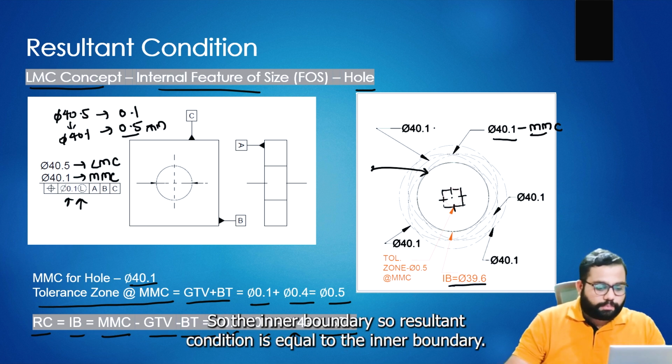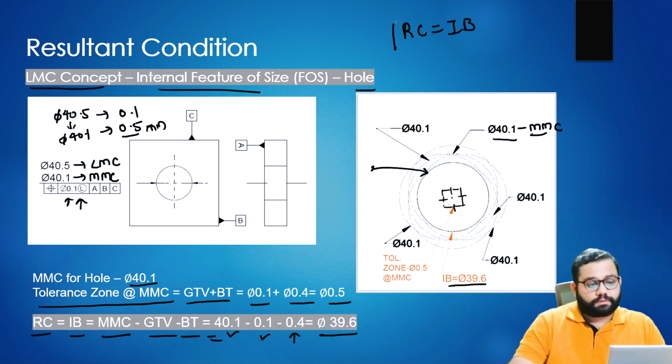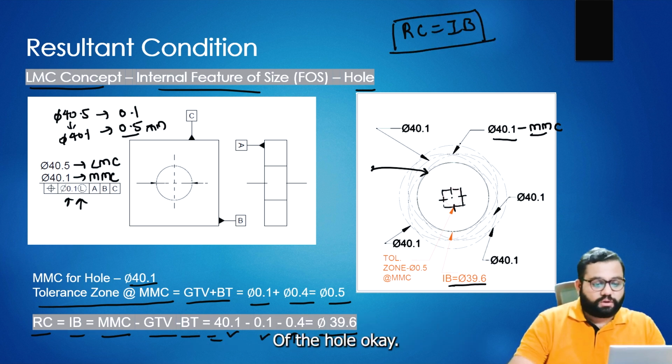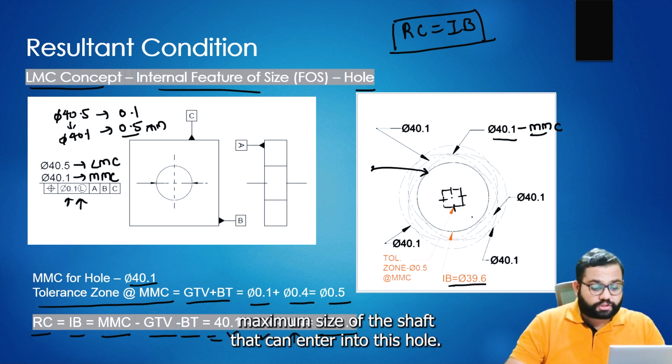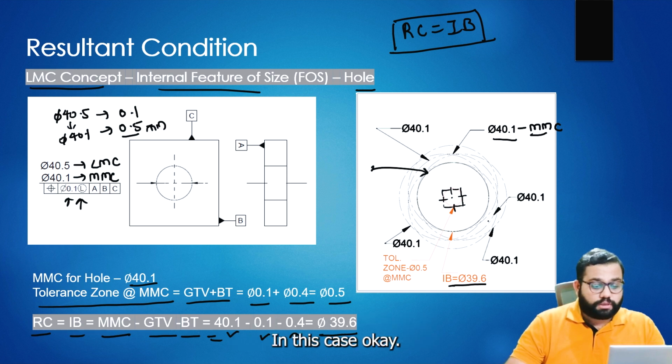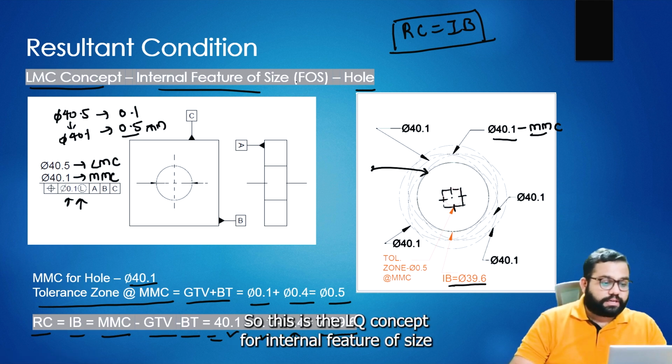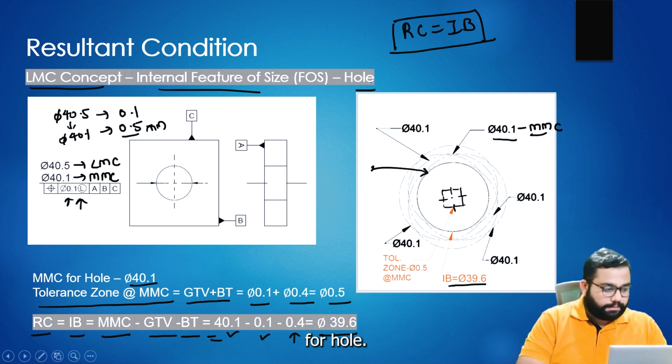So the resultant condition is equal to the inner boundary of the hole. This is the minimum size of the hole, the maximum size of the shaft that can enter into this hole in this case. So this is the LMC concept for an internal feature of size, the hole.